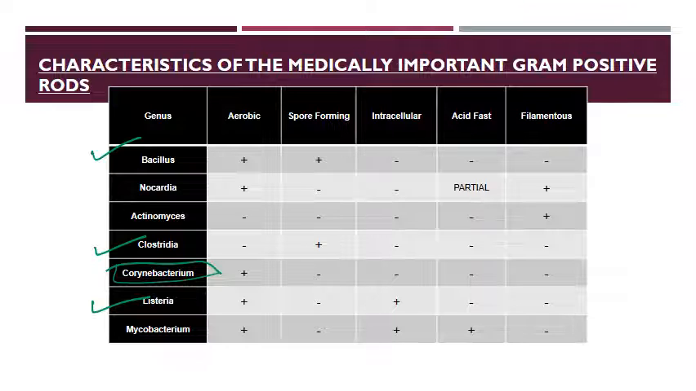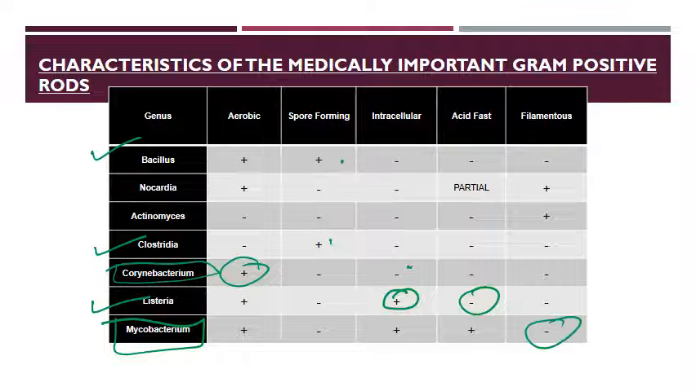And so for Corynebacterium, this is an aerobic organism. It's not a spore former, because remember, we only have two that are spore formers that we actually pay attention to, and that's the Bacillus and Clostridia genuses. It doesn't go intracellular, not like Listeria or Legionella, which can go intracellular. And acid fast actually has to do with the presence of mycolic acids in the organism's cell wall. Mycobacterium, which is the genus that Mycobacterium tuberculosis belongs to, certainly falls into that category. And it's not a filamentous rod, which is what we see with Nocardia and Actinomyces.